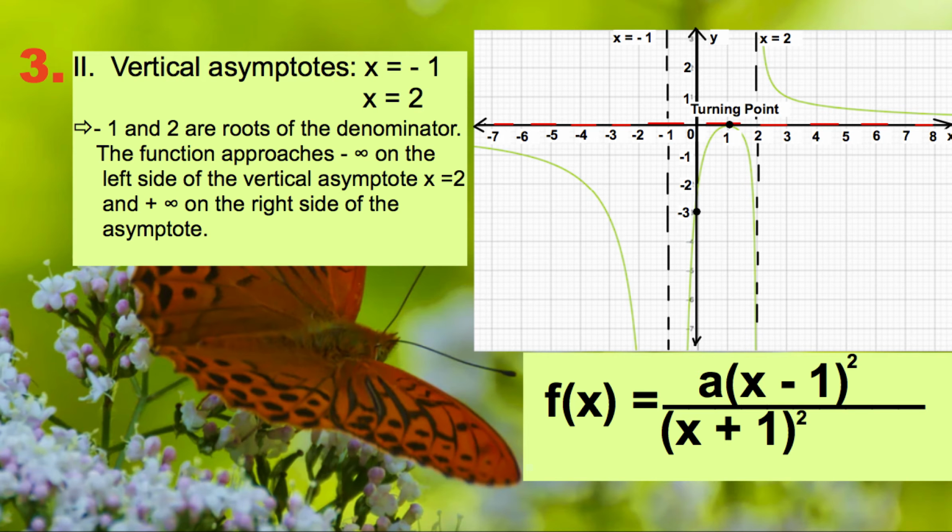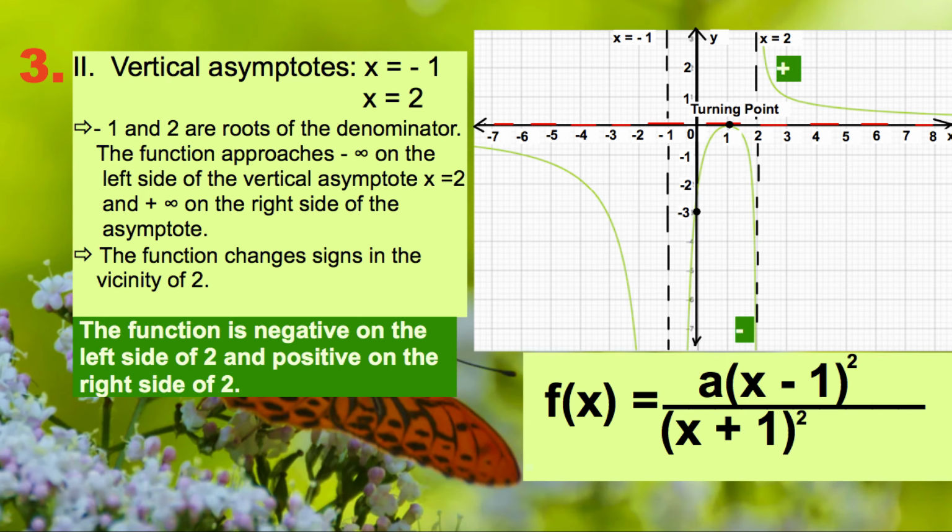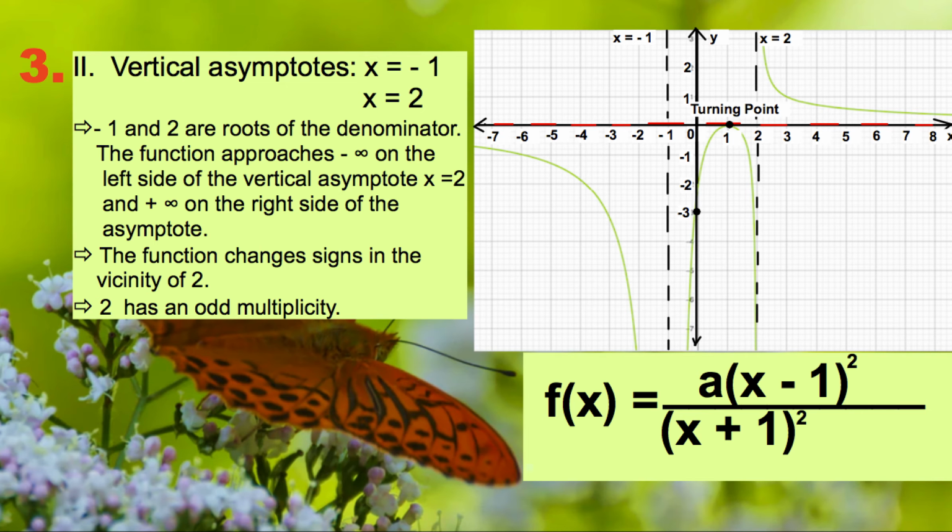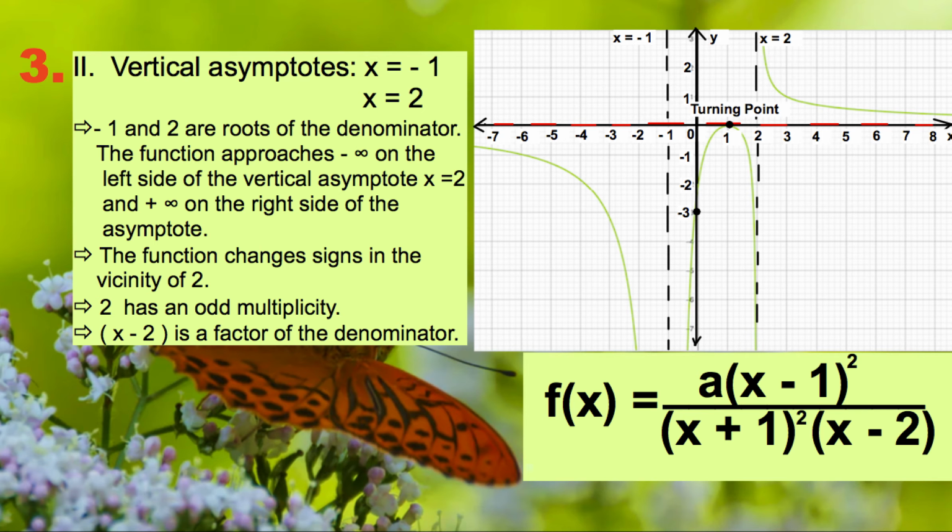The function approaches negative infinity on the left side of the vertical asymptote x equals 2 and positive infinity on the right side of the asymptote. Thus, the function changes signs in the vicinity of 2. The function is negative on the left side of 2 and positive on the right side of 2. Thus, 2 has an odd multiplicity. Thus, x minus 2 is a factor of the denominator.